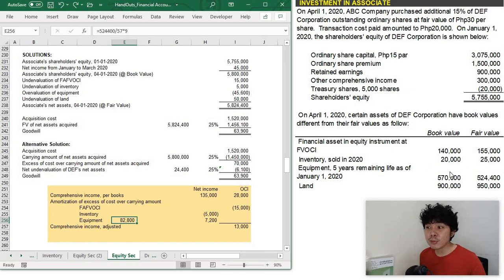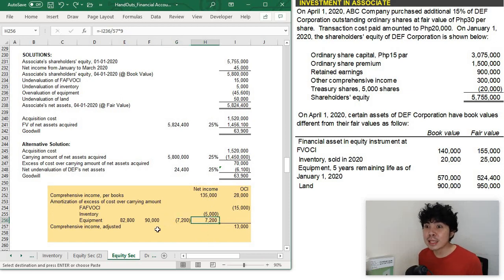At kung based naman sa book value na 570,000, yan ay 90,000 pesos or 570,000 pesos divided by 57 times 9 months. At again, ang depreciation na nabawas dito sa 135,000 is itong 90,000 pesos. So, ang difference ng dalawa is 7,200. That is 82,800 minus 90,000 pesos. So, dapat sa point of view natin, ang depreciation niya ay 82,800 lang. Kaya, i-add back natin yung 7,200 pesos.